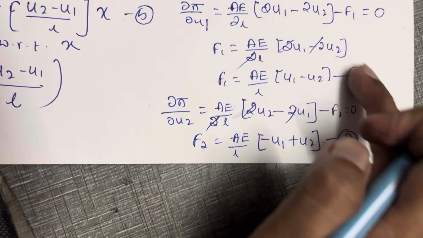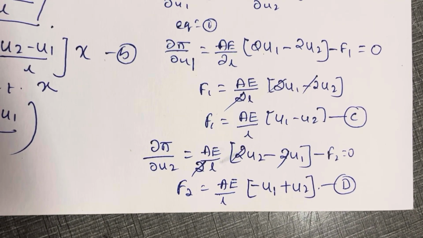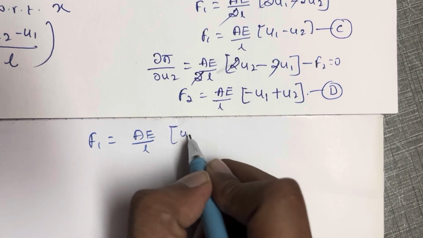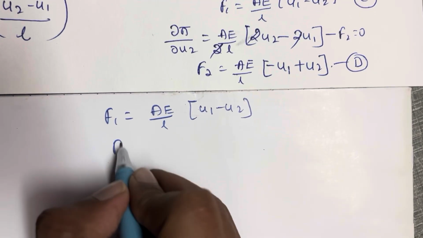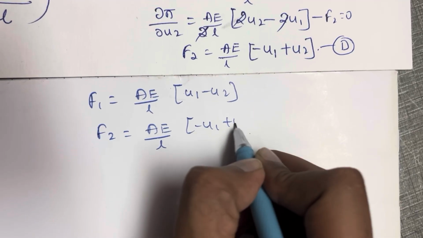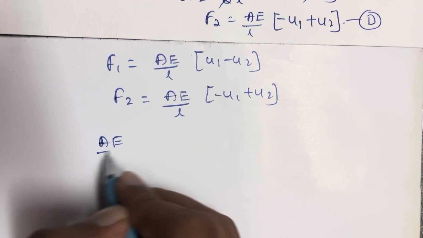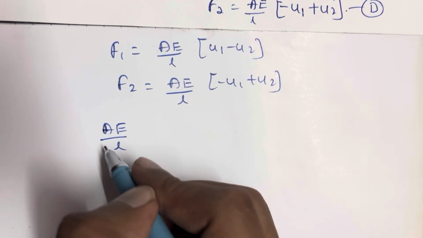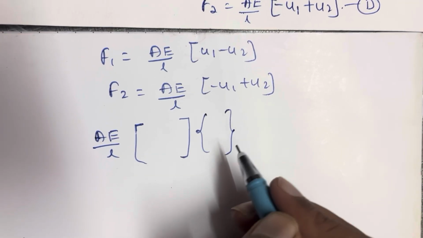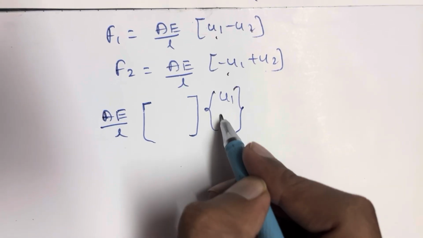Now we have to write C and D in matrix format. f1 is equal to AE by L (u1 minus u2), and f2 is equal to AE by L (minus u1 plus u2). I will write this in matrix form. First I will write AE by L, which is common, and take it outside. Here we have a matrix and here we have a vector. Here also we have u1, u2, so here I will write u1, u2.